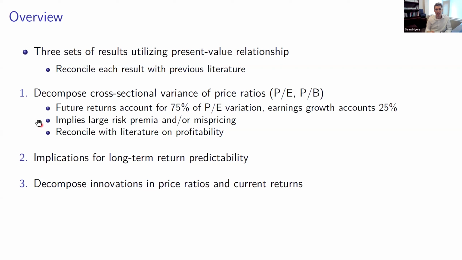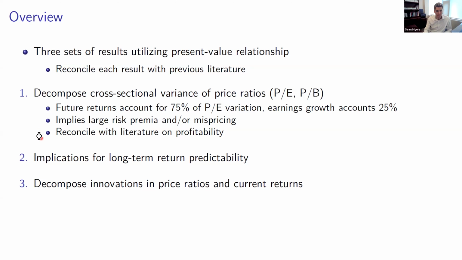Now, the fact that so much of this comes from future returns is going to pose a pretty big quantitative puzzle, because it implies either very large risk premia or very large amounts of mispricing, or some combination of the two. And importantly, we'll be very explicit in reconciling this with the previous results on price-book ratios and future profitability.